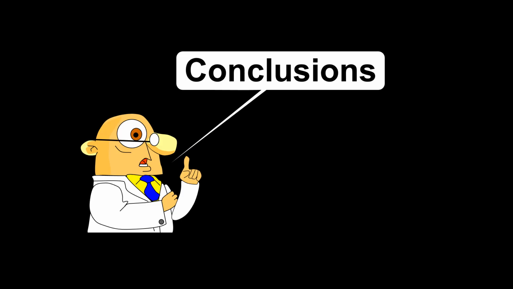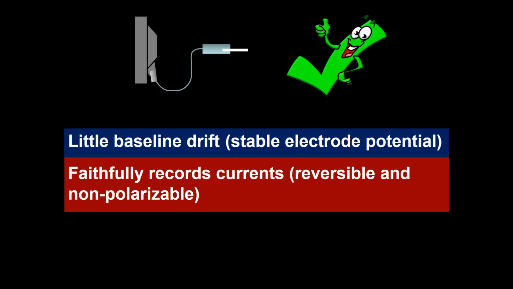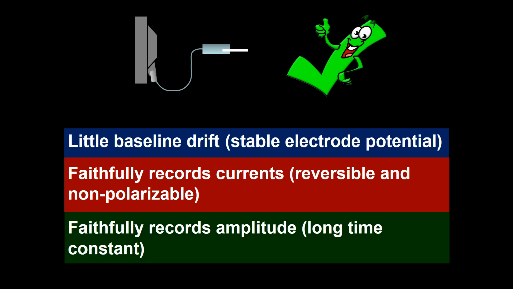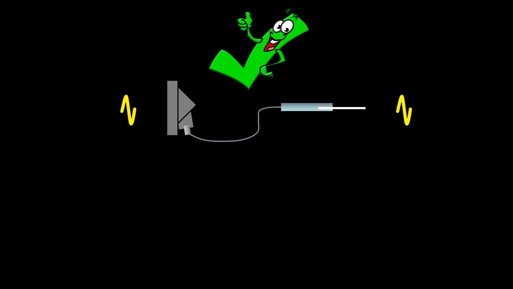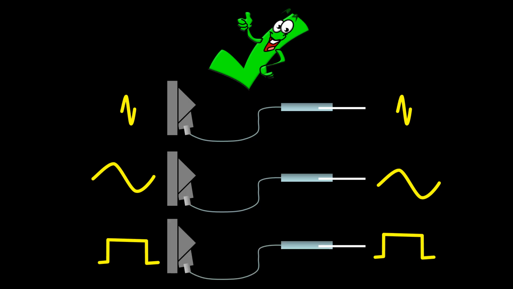So in conclusion, good surface EEG electrodes are so because: 1. They have little baseline drift thanks to a stable electrode potential. 2. They faithfully record currents thanks to being reversible and non-polarizable. 3. They faithfully record amplitudes thanks to having a long time constant. It is these qualities that allow the good surface EEG electrode to transmit fast frequency waves, slow frequency waves, and square waves with high fidelity.